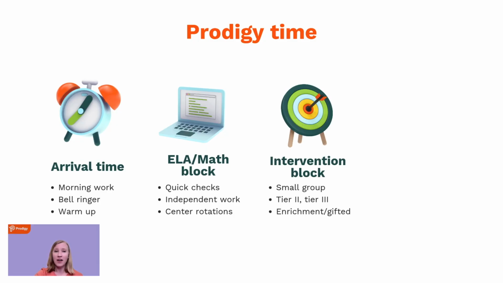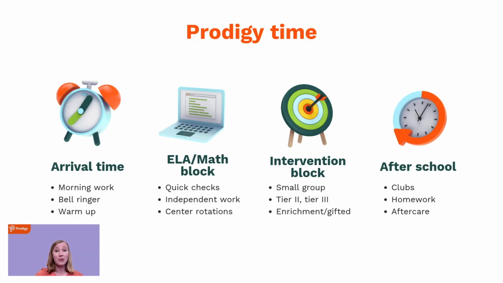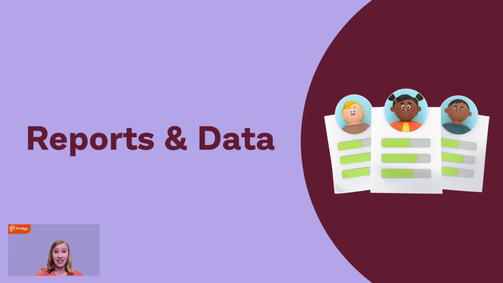An underutilized way of using Prodigy is during the intervention block. Teachers can assign content that matches Tier 2 and Tier 3 intervention goals during this block. Teachers can also assign content to gifted students or students with IEPs to address their needs as well. Finally, after school is the bonus time, where students can continue practicing their skills outside of school hours. This can be during clubs, aftercare, or homework too. Now let's move on to reports and data.